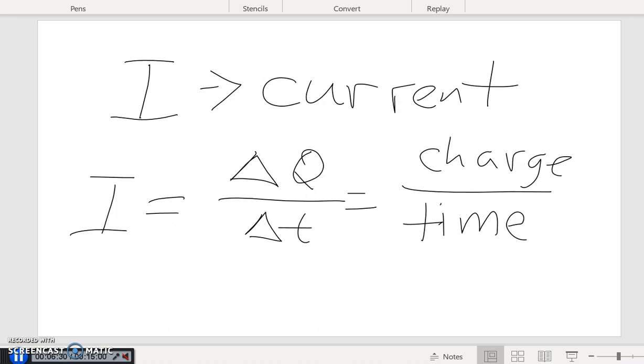But coming back to here, what this means is that if I have a way to measure the number of charges that pass a specific point in my circuit, then I can measure that amount of charge and divide that amount by the time it took me to take that measurement, and that is what we define as current.